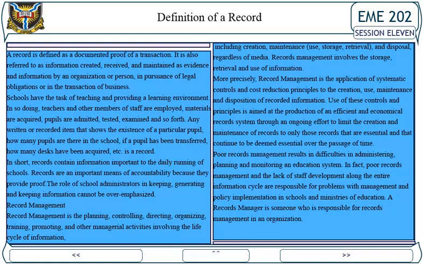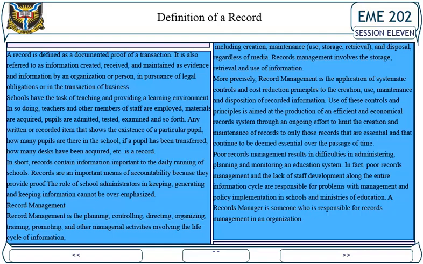More precisely, record management is the application of systematic controls and cost reduction principles to the creation, use, maintenance, and disposition of recorded information. Use of these controls and principles is aimed at the production of an efficient and economical records system through an ongoing effort to limit the creation and maintenance of records to only those records that are essential and that continue to be deemed essential over the passage of time.